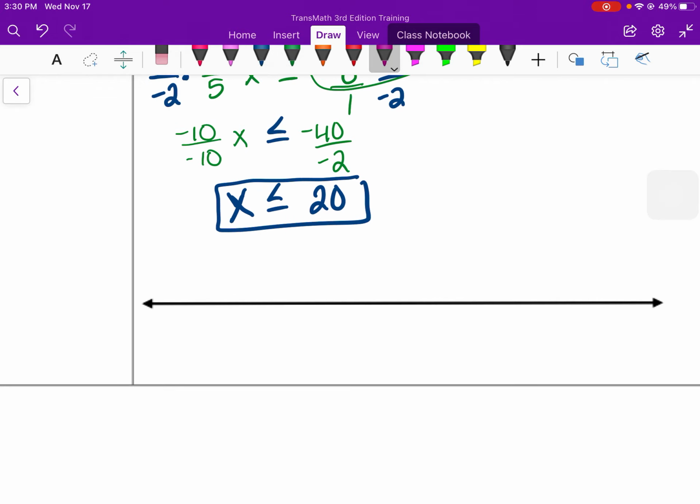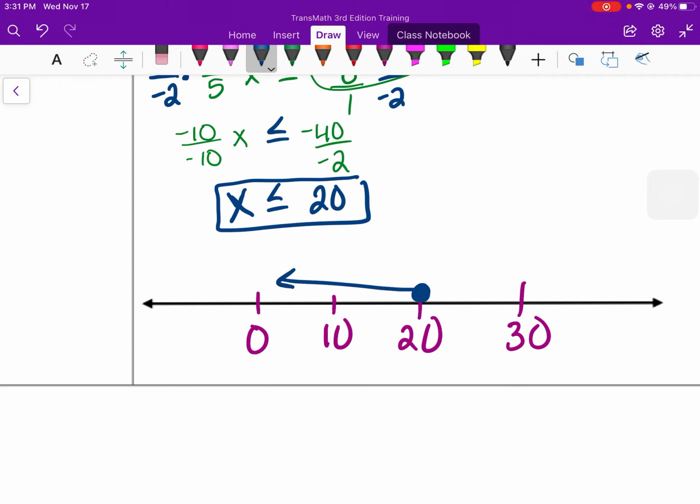I apologize for the interruptions on the intercom here, but 0, 10, 20, 30. We have a closed circle one more time, and we're going to the left.